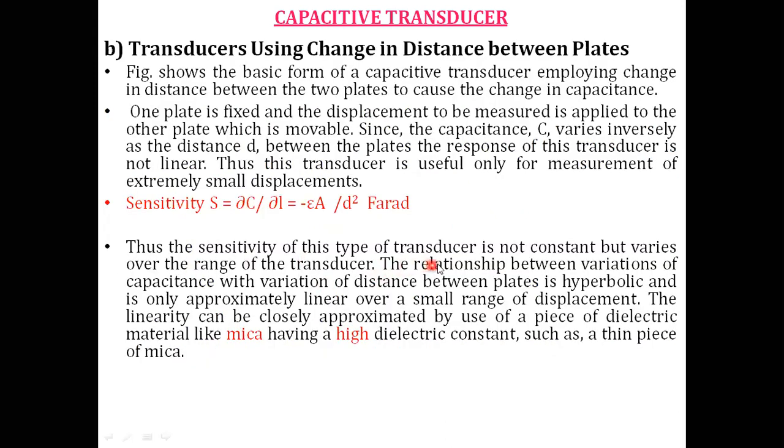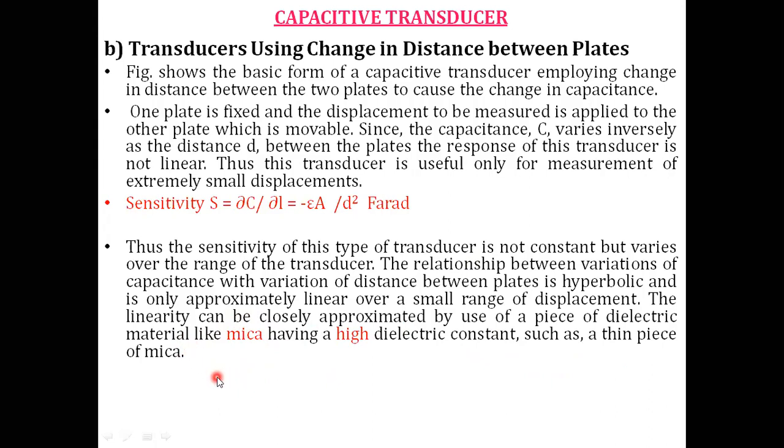The sensitivity of this type of transducer is not constant but varies over the range of the transducer. The relationship between the variation of capacitance and the distance between the plates is hyperbolic in nature and is only approximately linear over a small range of displacement. The linearity can be closely approximated by the use of a piece of dielectric material like mica. We are going to use mica, having a high dielectric constant, such as a thin piece of mica, for the high dielectric constant.